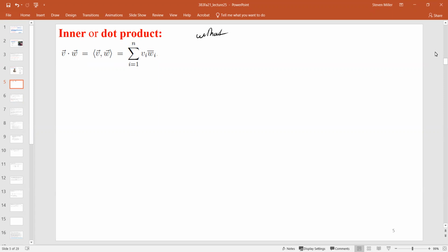So without complex conjugation, if we did the vector (1, i) dotted with (1, i), that would be 1 squared plus i squared, which would be 0. And you would have the length of the vector (1, i) be 0, and we don't want that. So this is a natural definition.